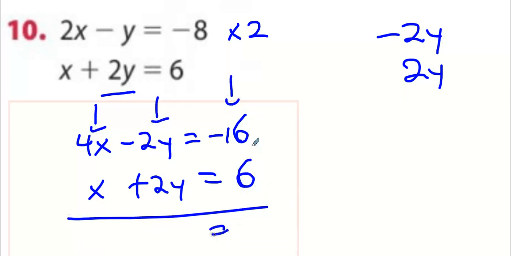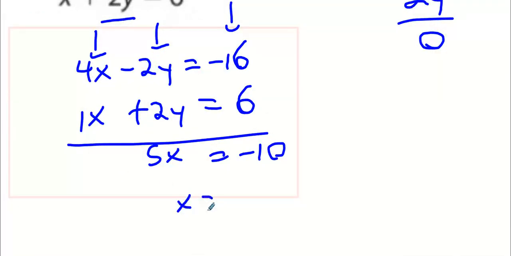And what we see is minus 16 plus 6 is minus 10. 4x plus 1x is 5x. Minus 2y plus 2y cancels, becomes 0. Then you divide minus 10 by 5, and you get an x value of minus 2.